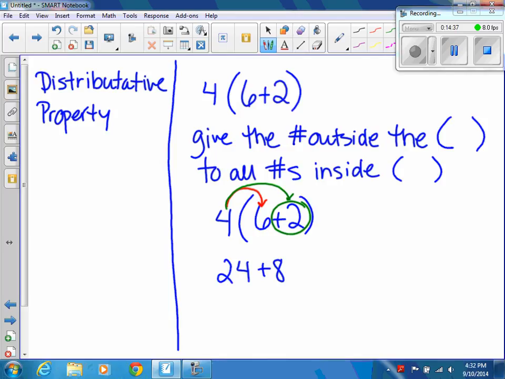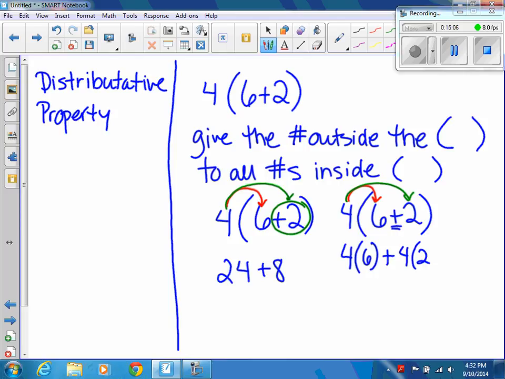Another way to show this, again, if I have 4 parentheses 6 plus 2, is I can show it where I haven't actually done the multiplication. I can just distribute. 4 to the 6 becomes 4 parentheses 6. Again, I'm adding here, so I'm going to add the 4 and the 2. So the 4 times 2. It's just another way to write it. Again, these are our properties.